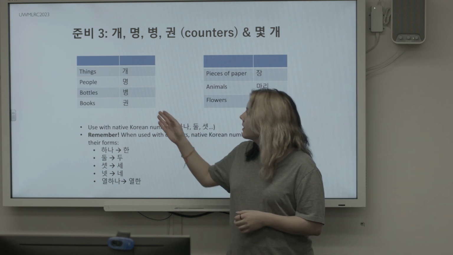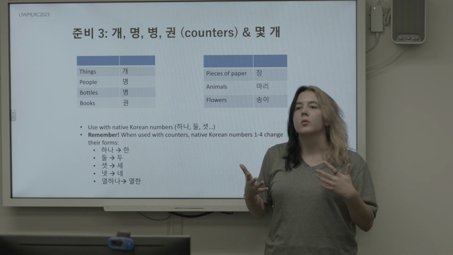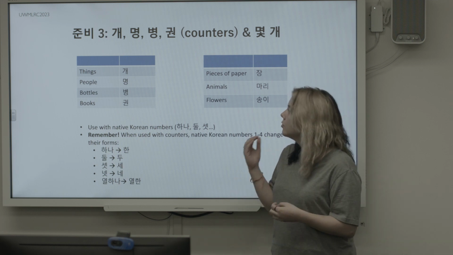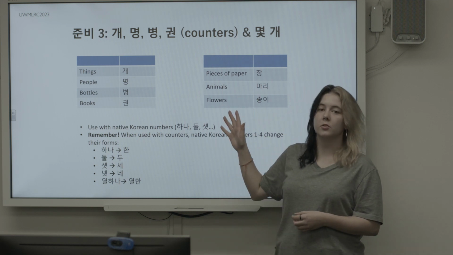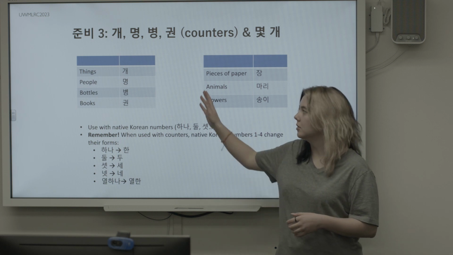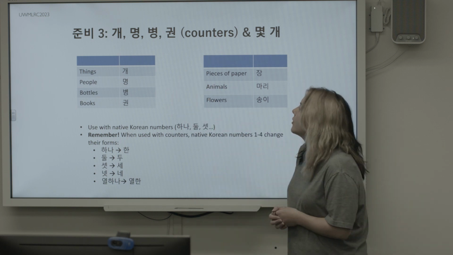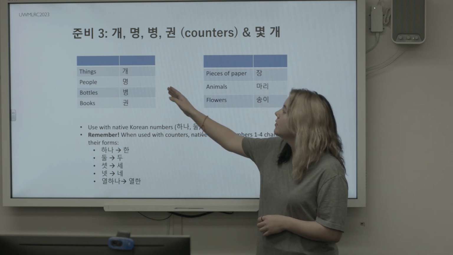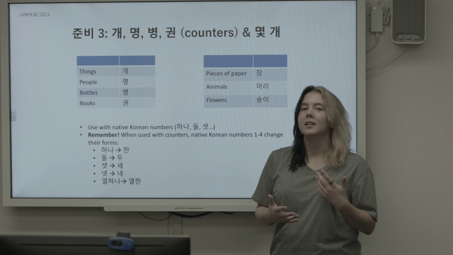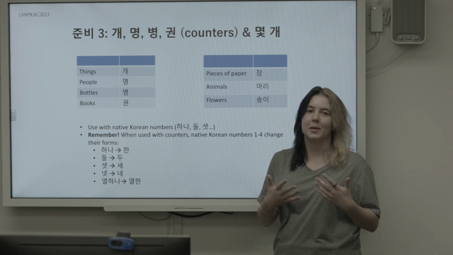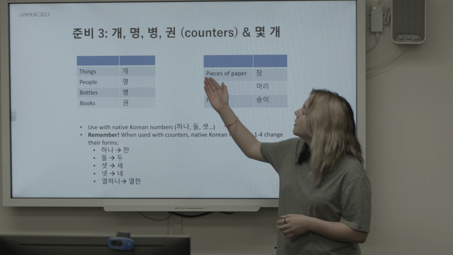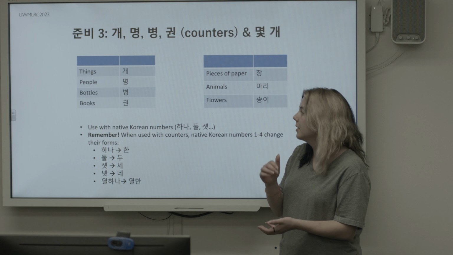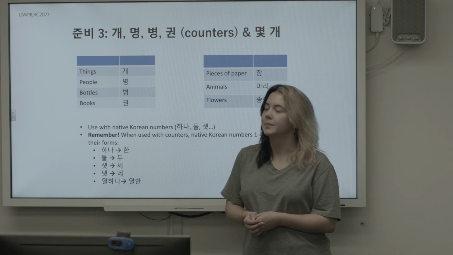So the most basic counter is 개. You use 개 for just basic inanimate objects, everyday things. If you don't know what counter you're supposed to use for a certain object, you just use 개. However, you do not want to use 개 when you're talking about people. That would be very rude because people are not inanimate objects. So when we're talking about people, we use 명. 병 is for bottles, when you're counting bottles of something, and 권 is for books.